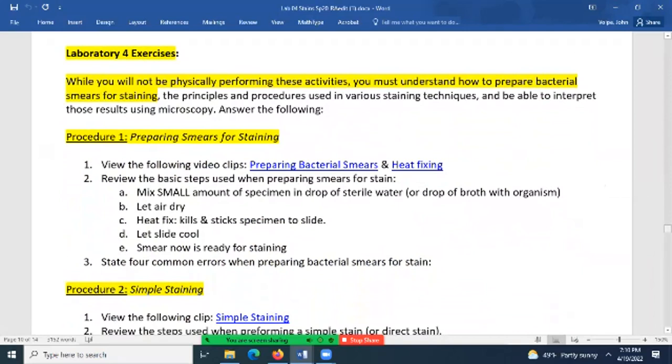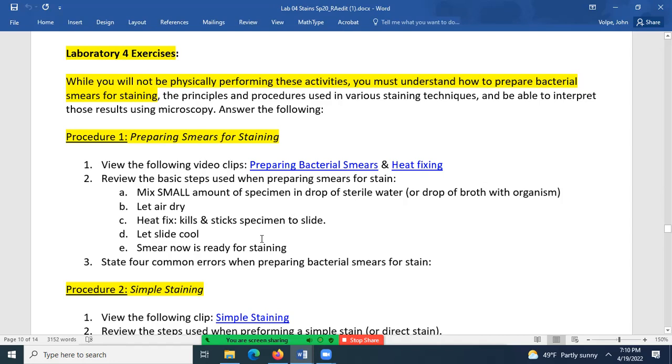Lab 4, while you're not physically going to perform these activities, you are expected to understand how to prepare bacterial smears for staining. You also should know how to make a bacterial smear. We got a movie on it, and then how to heat fix the smear after making it, and you heat fix after it's air dry. Read through the procedure for making a smear.